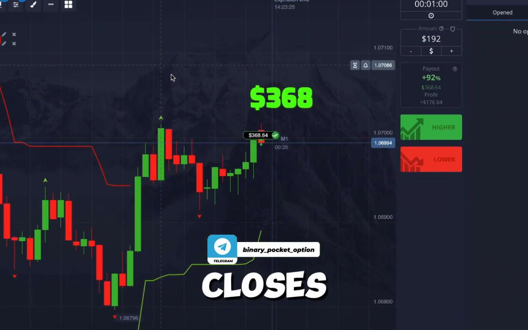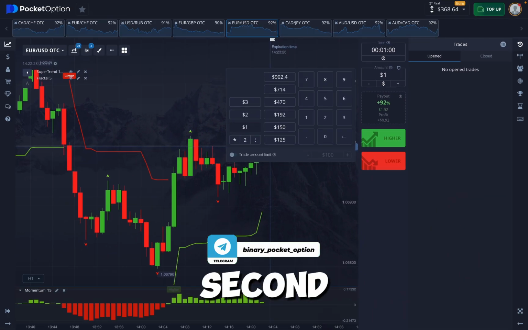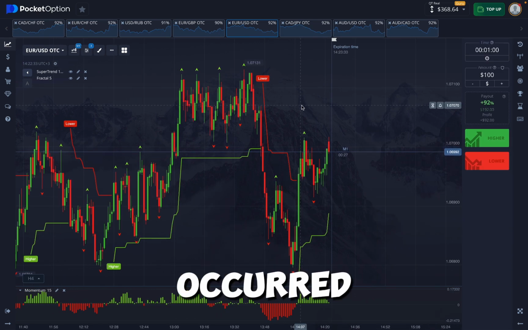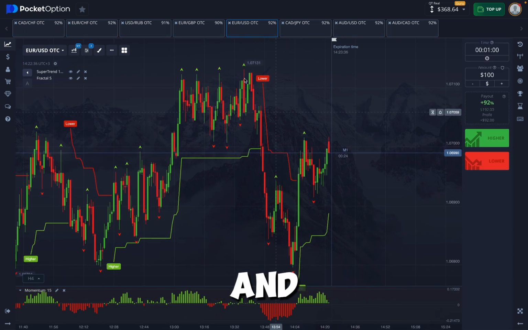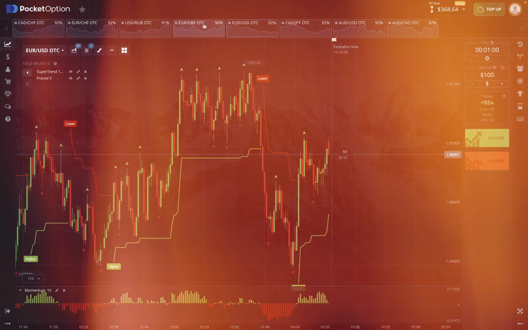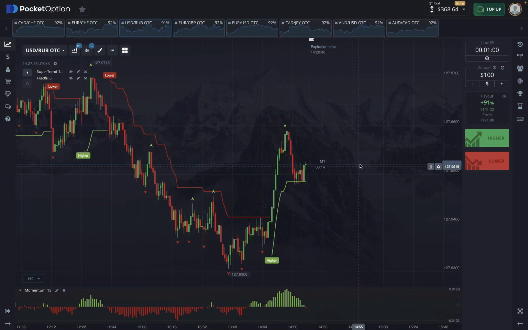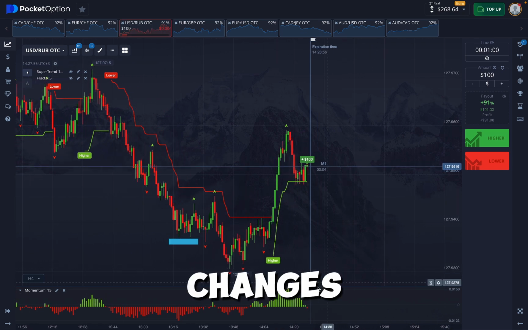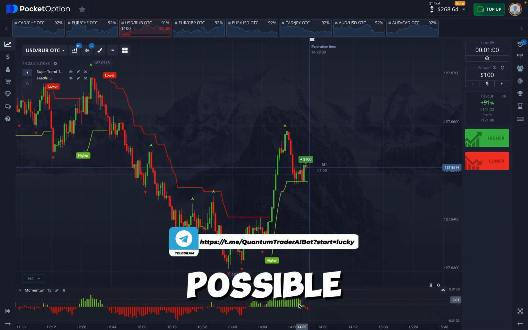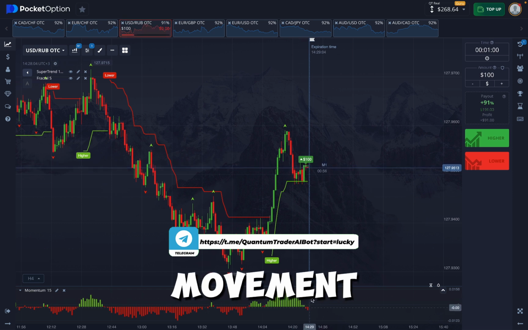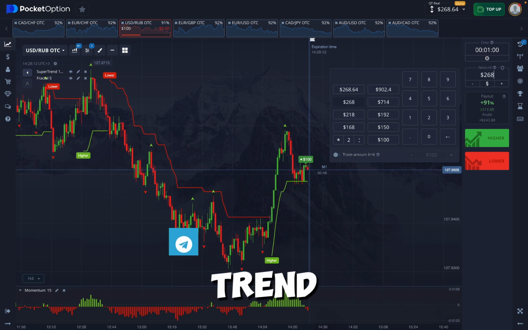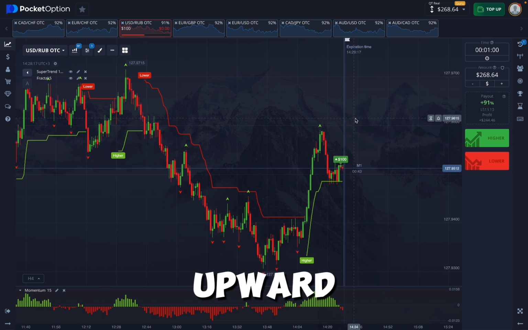And the position closes in a plus. Great. The second transaction has successfully worked out. The exit to the top has occurred. Let's continue further analysis and select the next currency pair. And let's open an upward position here. So there are slight changes on my oscillator, possible volume color changes and volume movement on its histogram. But the super trend position shows an upward trend, so I think there is potential for further upward movement.